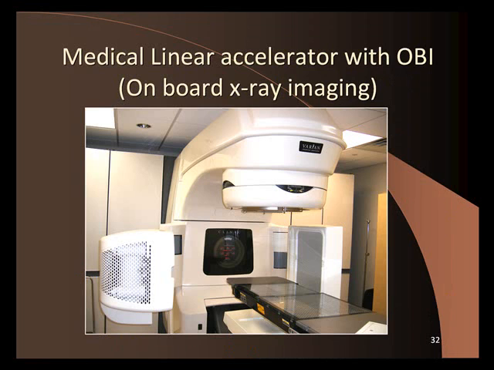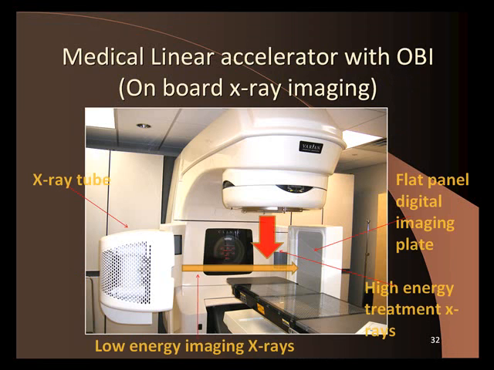So this slide just shows you the linear accelerator. Here's the EPID I was talking about down here. This is a KV imaging system. These two pieces right here. This is an X-ray tube, and then this is a digital imaging plate. And so these are the different parts. So this is low energy imaging X-rays. This is a low energy X-ray tube, and these are the X-rays we use for IGRT. And then this is a high energy MV beam, and we can use this for MV imaging.